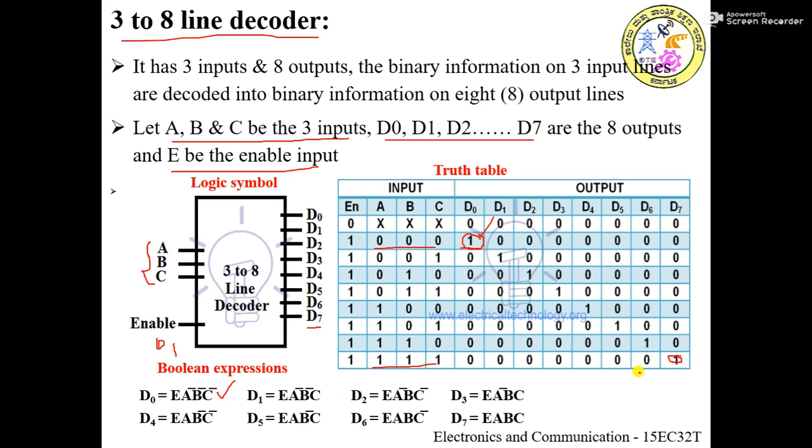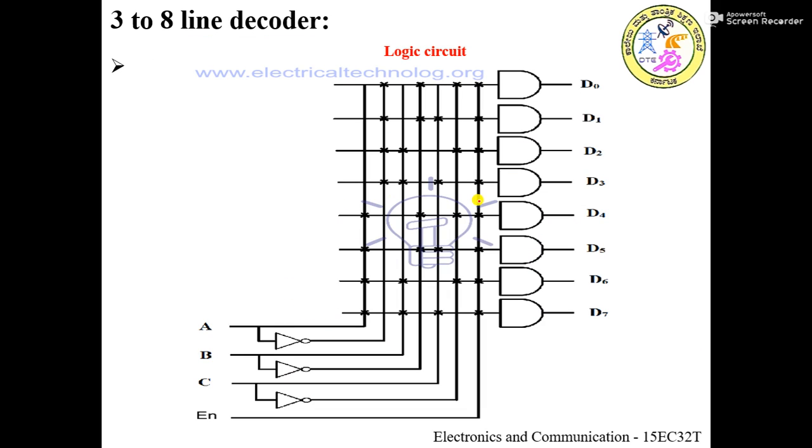If you want to write the Boolean expression for D7, it is 1 only for the last combination, and if you multiply the input literals, that is E into A into B into C, that is for D7. And here we require a 4 input AND gate to implement its logic circuit. So this is the logic circuit. Please analyze this logic circuit yourself. Thank you.